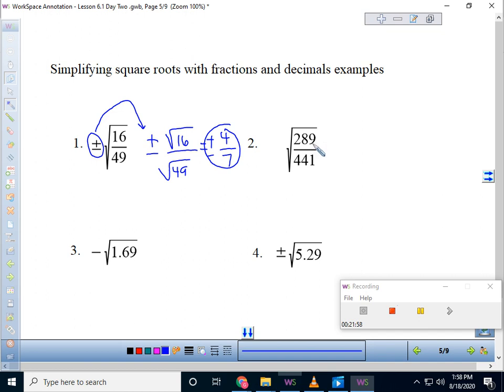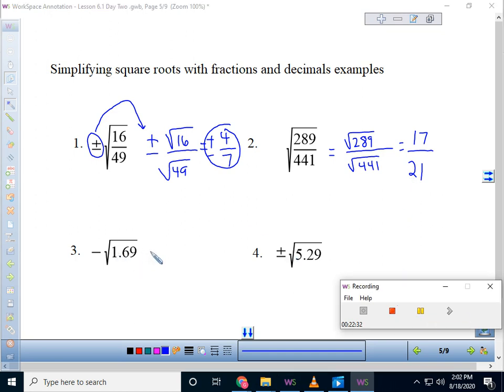So your job is to go ahead and see if you can do number 2 using the same way we did number 1. Well, the first thing I have to remember is I don't have a plus or minus right here. So that's okay. I'm just going to leave it alone. Now, what is the square root of 289? Well, yeah, in my chart, that's 17. And what is the square root of 441? That's 21. So my answer is 17 over 21. And I'm done.